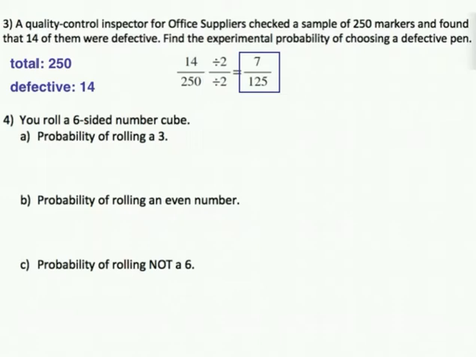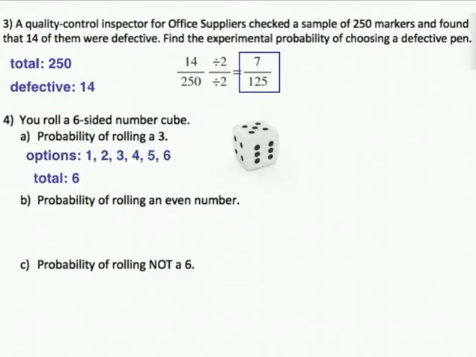Question 4. You roll a 6-sided number cube. Part A, probability of rolling a 3. Now, a 6-sided number cube is really just a fancy way of talking about dice. So if you think about dice and how many options there are, 6 sides and the numbers on each side range from 1 through 6. So when you're calculating your total number of options of numbers you could roll with the 6-sided number cube, there's 6 options. 1, 2, 3, 4, 5, and 6. The probability of rolling a 3, only one of those sides has a 3, so that's one option that is in the category we care about out of 6 total. 1/6. That's your probability of rolling a 3 on the first try.